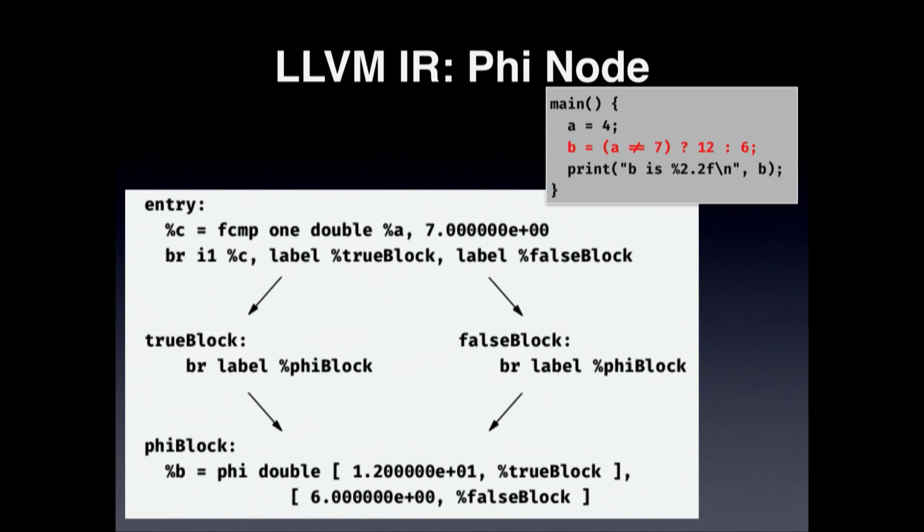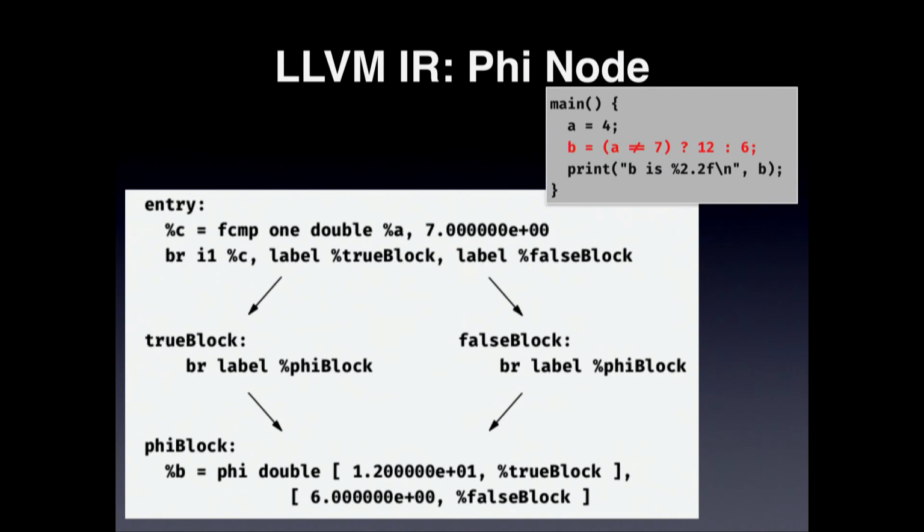And then we see that the next line checks the variable. The variable C is a 1-bit integer, an I1. And it checks that. If it's 1, it goes to the true block. If it's 0, it goes to the false block. Those two blocks, in turn, just branch to the Phi block. The Phi block, then, this is the most interesting part, it registers as a double, but it takes its value based on where the control flow came from.